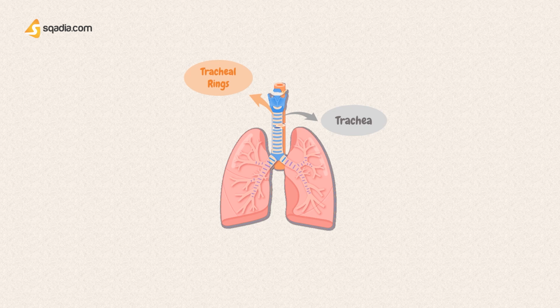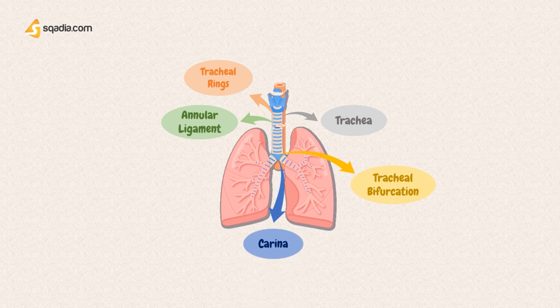These rings balance the trachea and prevent it from bending. Then we have a ligamentous structure, called the annular ligament, which comprises elastic and collagen fibers and helps in providing flexibility to the trachea during movement of air. On the lower side, the trachea divides into 2 bronchi, and this point is called the tracheal bifurcation. The last structure we will study in the anatomy of the trachea is the carina, which is an oriented cartilaginous ridge on the lower part of the trachea, and it separates the openings of the right and left bronchi.